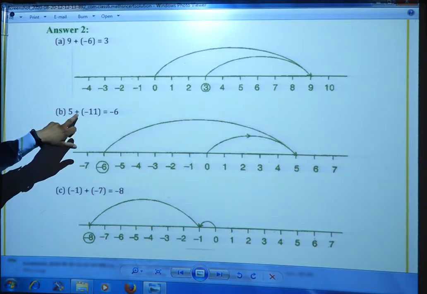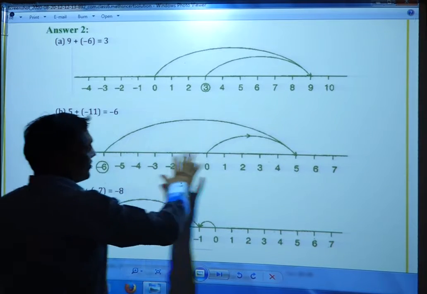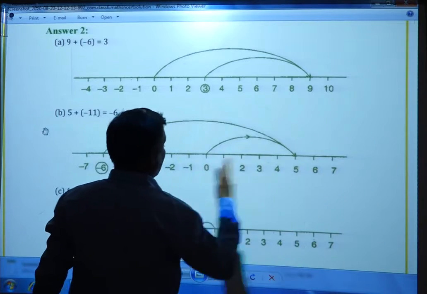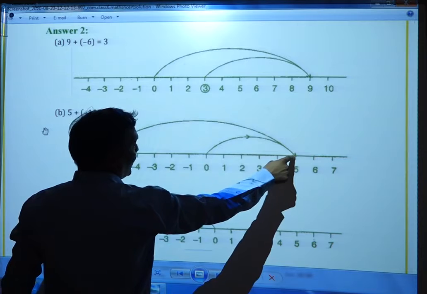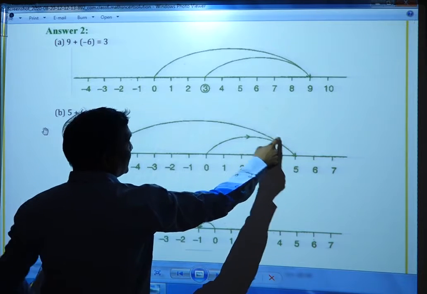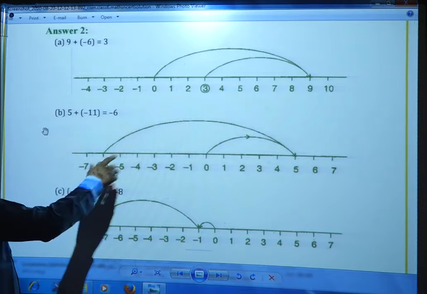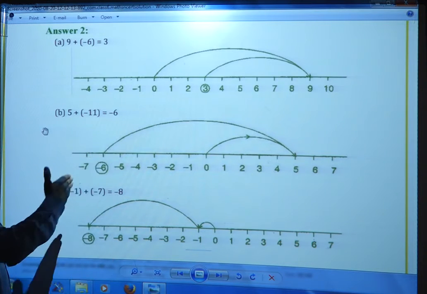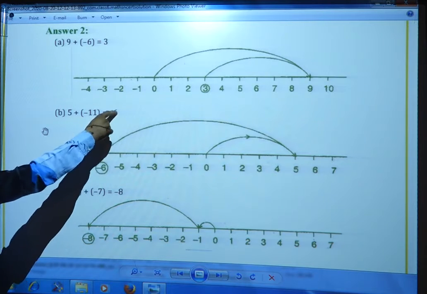Next, 5 plus minus 11. Draw the number line. This is 0, plus numbers, and this is minus numbers. First you have to start from 5, 0 to 5. And minus 11 means you have to come back 11 steps. So you will reach minus 6. So the answer is minus 6.